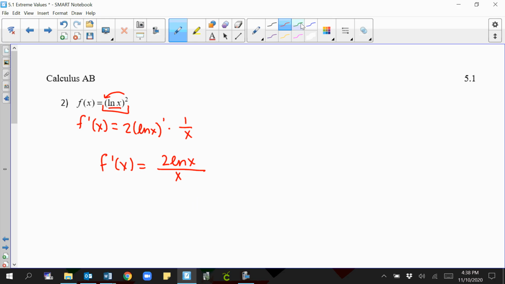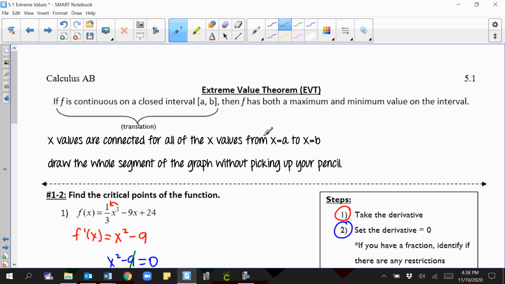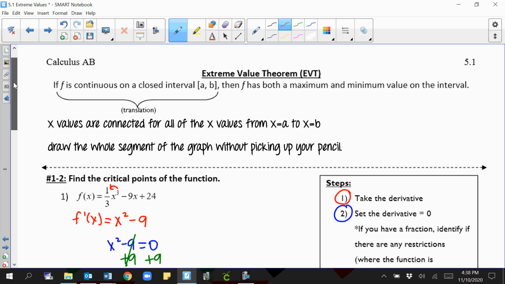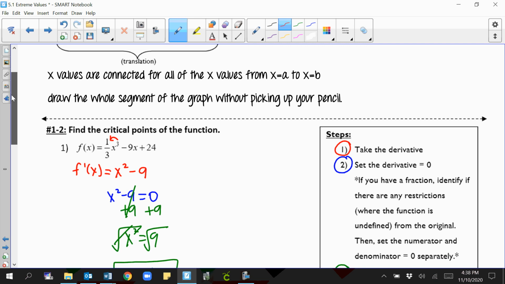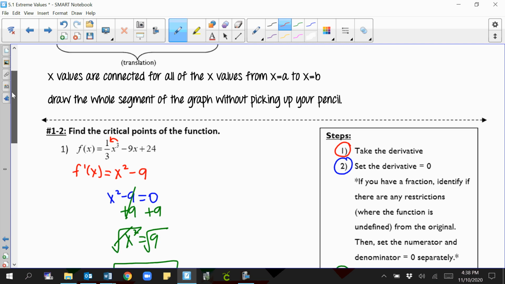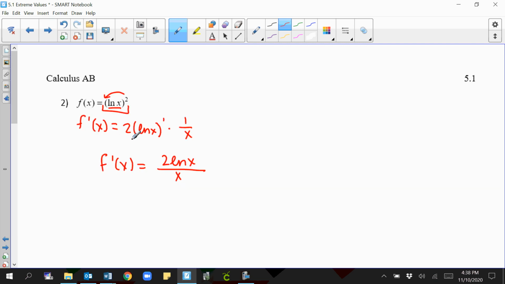Now what I'm going to do is, if we look back at the step right here, we're going to set the derivative equal to 0. And we need to identify if there are any restrictions where the function is undefined. So remember, we can't take the natural log of a negative number, so we're only looking at positive numbers here. So if we do get an x that's negative, that's not going to be a critical value. And I'm going to take the 2 natural log of x and set it equal to 0. And I'm going to take x and set it equal to 0.